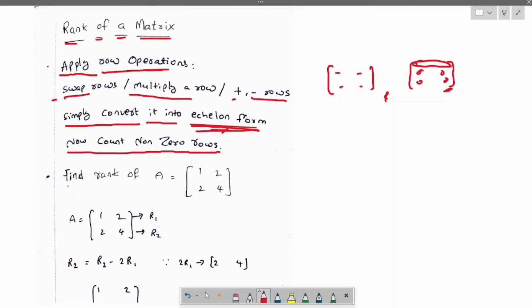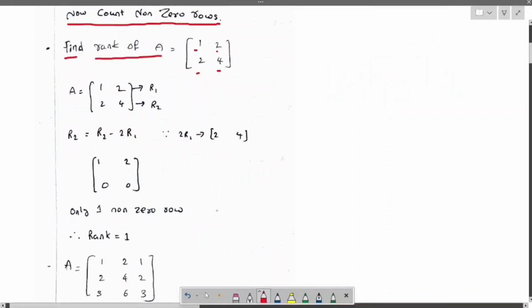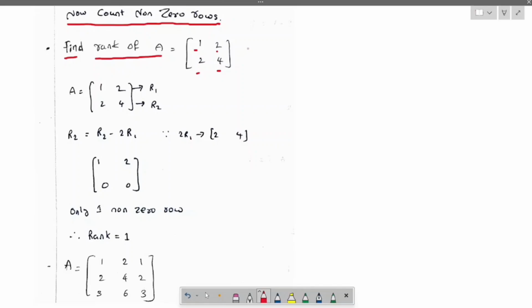Okay. Now find the rank of A if the matrix is 1, 2, 2, 4. Apply the row operations. When you observe, row 2 is equal to 2 times row 1, right? This is row 1, this is row 2. Row 2 is nothing but 2 into row 1. Now let us make the notations, which is nothing but making the row operations.